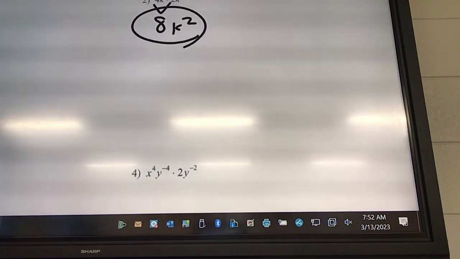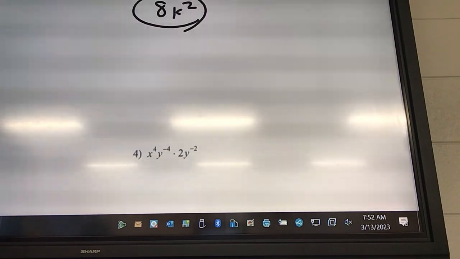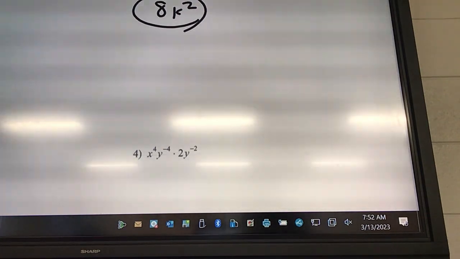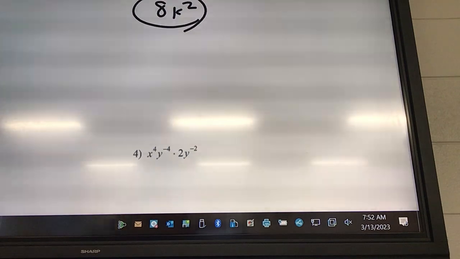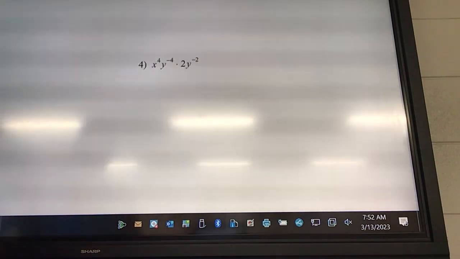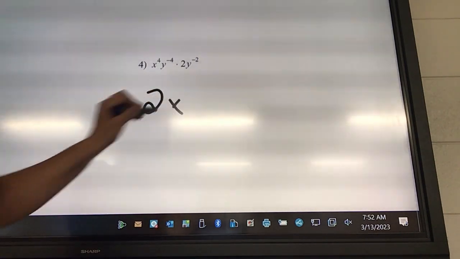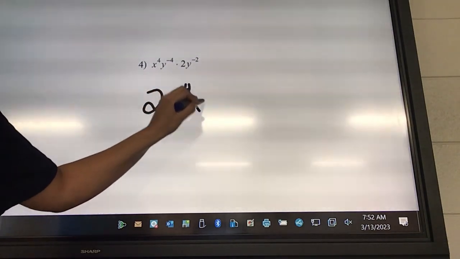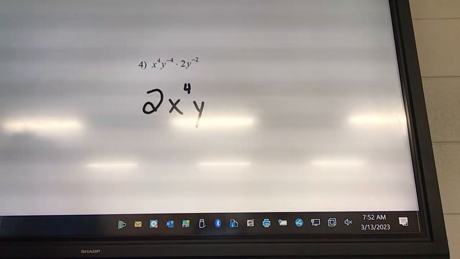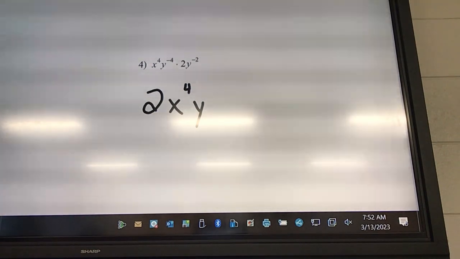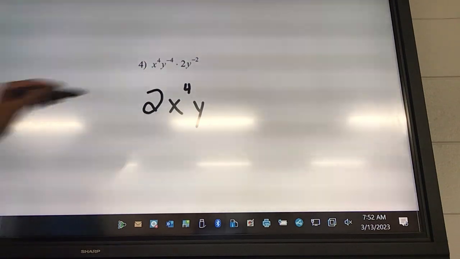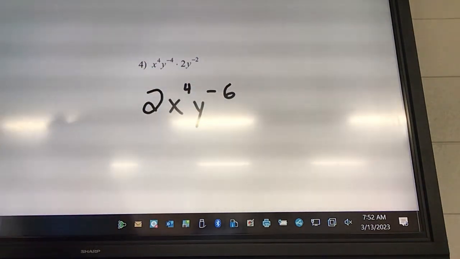Okay, look at 4. We're going to multiply our 2 big ones. What are our 2 big ones? 2 and 1. Okay, the other one doesn't have a number, so it's a 1. So 2 times 1, 2. How many x's do we have? 4. And then our y's, we're adding. So -4 plus -2, -6.